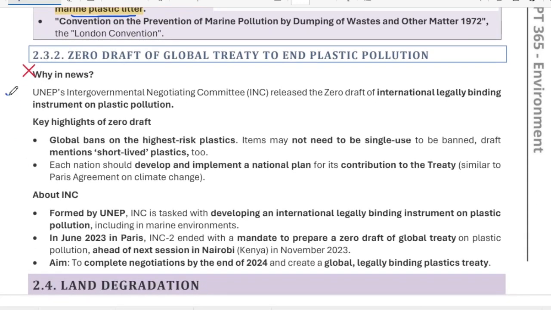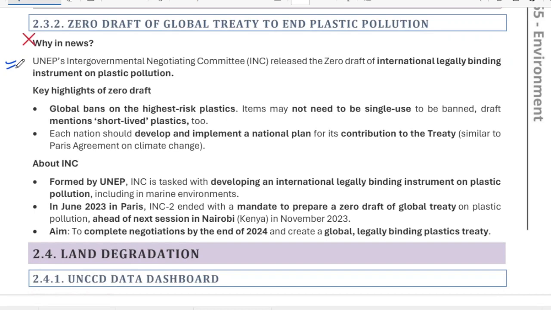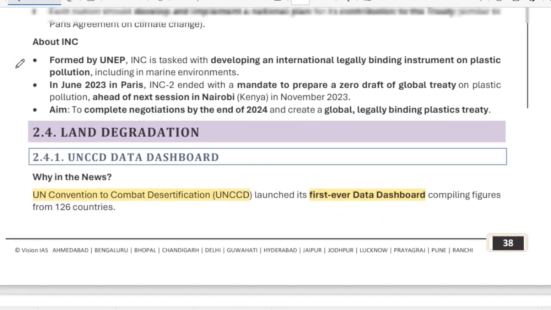So this news is unimportant. We are leaving it from the prelims perspective. It doesn't have any value.